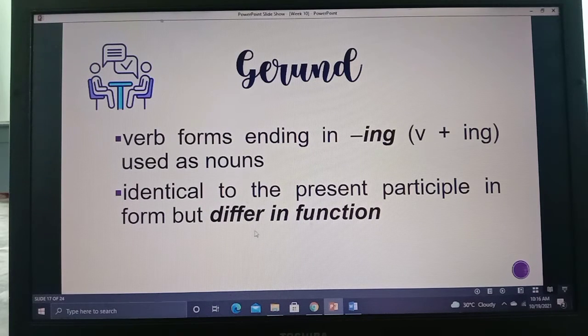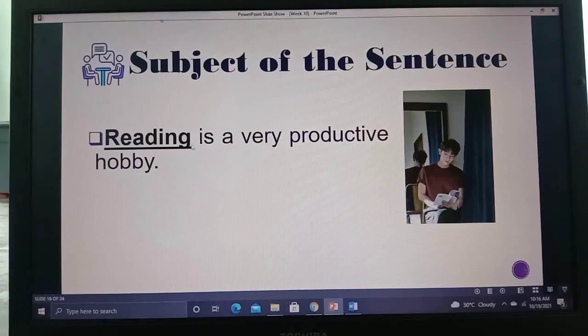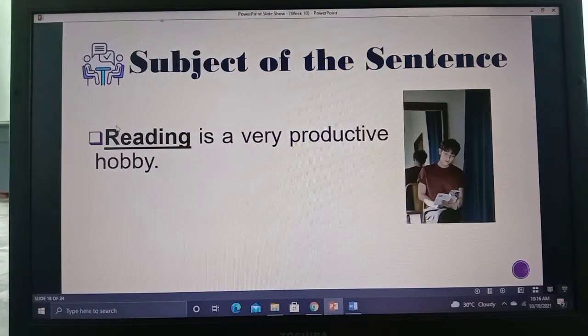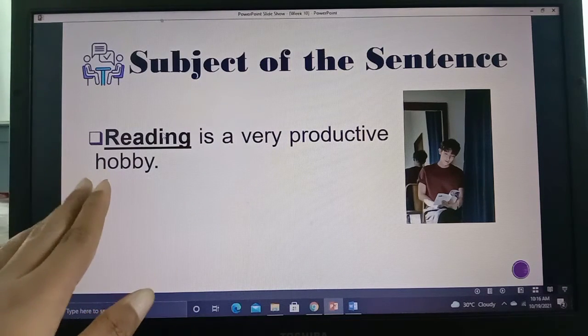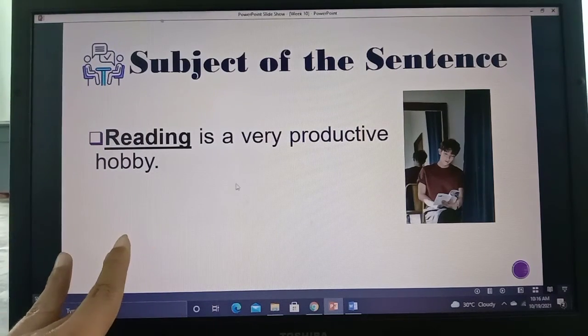For example, ang example nito as subject of the sentence. So, dito yung gerund ay bilang subject sa sentence. For example, reading is a very productive hobby. So, ang subject dito ay reading at itong subject na to ay isa siyang gerund. Kasi ang verb dito ay read. We have the verb read plus the ing, so reading. So, dito sa sentence na to, nagsilbi siya or nag-function siya as a subject.